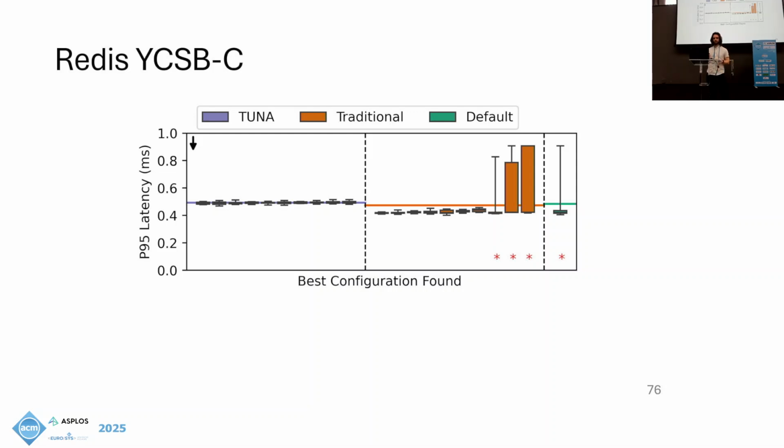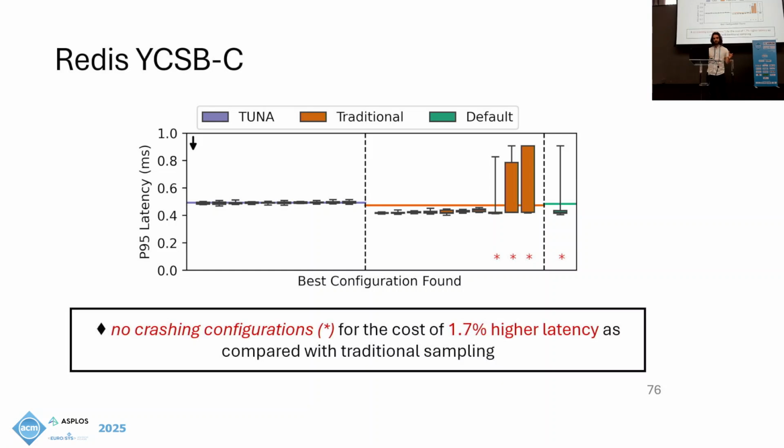So each one has about a 30% chance of crashing during production deployment, as compared to TUNA, which is preventing all these configurations from crashing. So the key contribution here is that TUNA doesn't actually cause any crashing configurations, and we're trying to minimize here, so there is a slightly higher latency, but compared to crashing, we would argue that this is a significantly higher improvement. We would take this 1.7% higher latency.